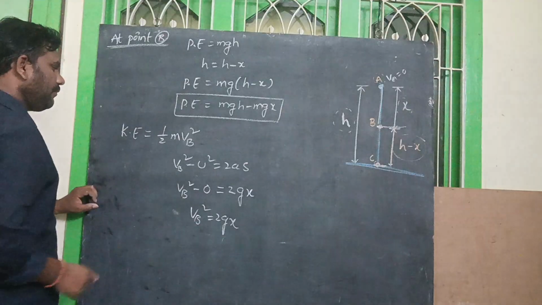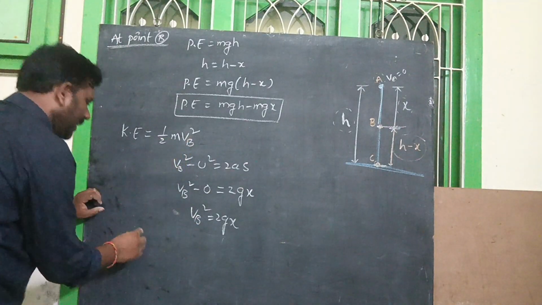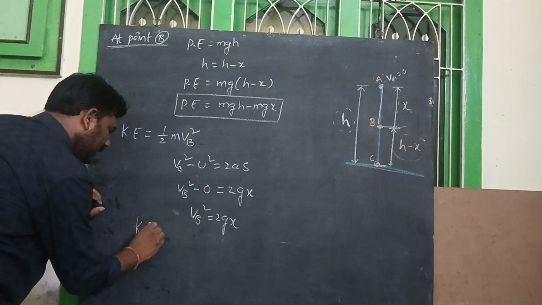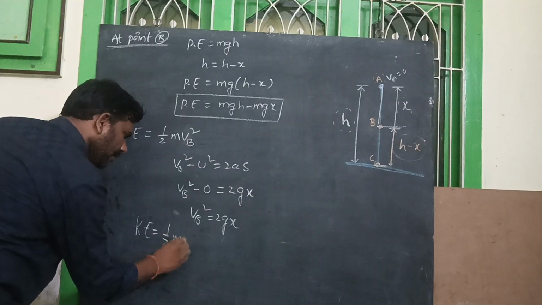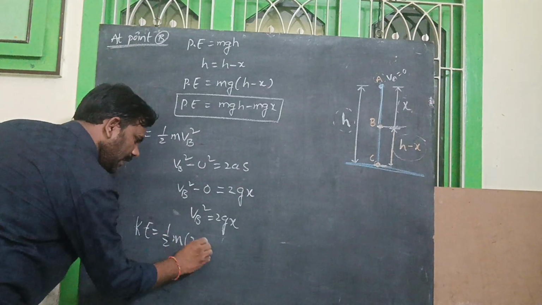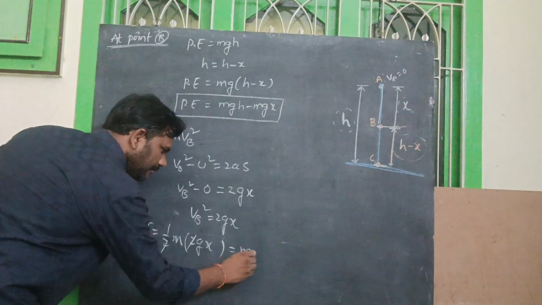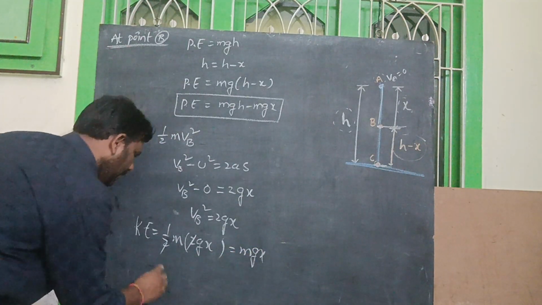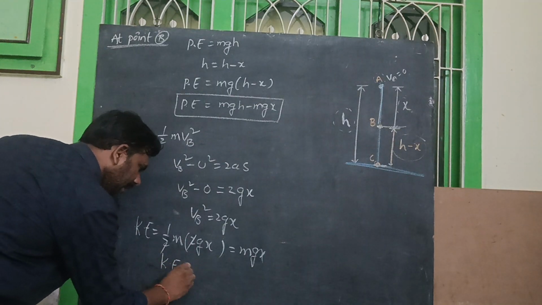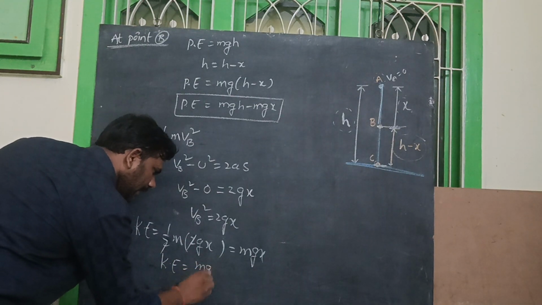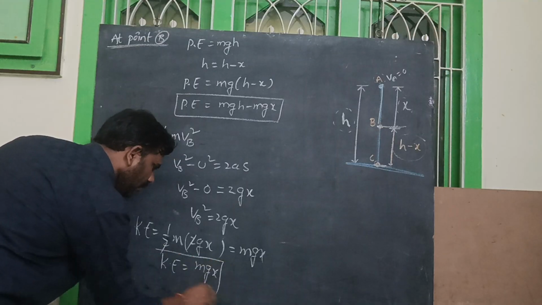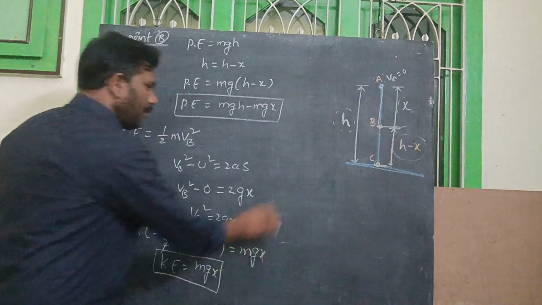Then we substitute the VB value in the kinetic energy equation, that is half m VB square, which is half m into 2gx. Then the 2 cancels, so it is equal to mgx. So the kinetic energy is mgx.